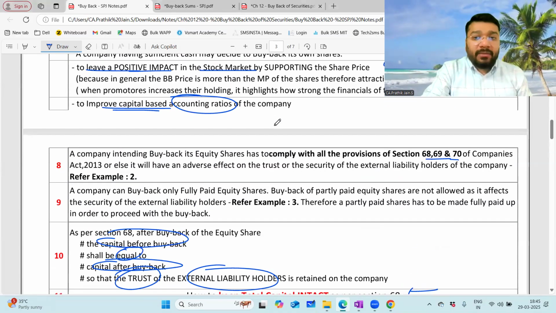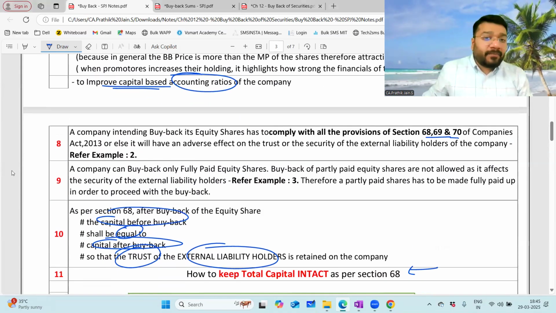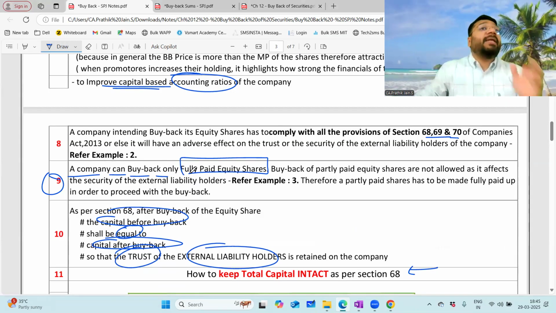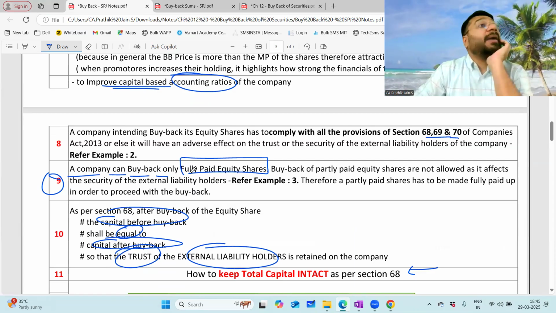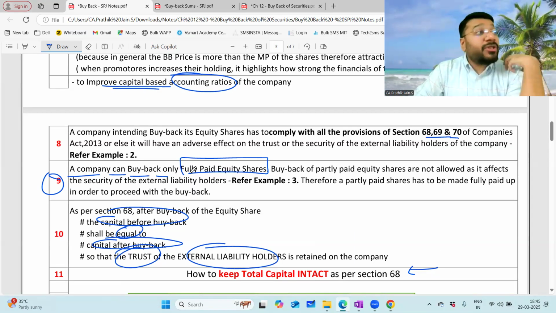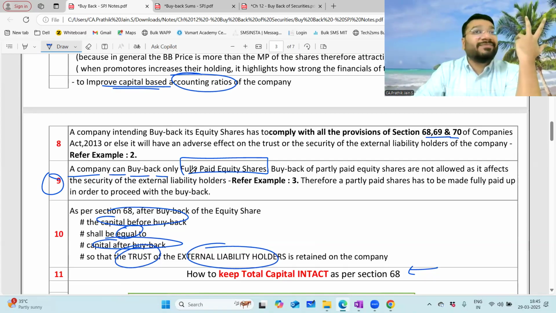Now, coming back to point number 9. A company can buy back only fully paid equity shares, which means if partly paid equity shares are there, you cannot buy back. But my question is, if you buy back partly paid equity shares, what will be the consequences? My question.